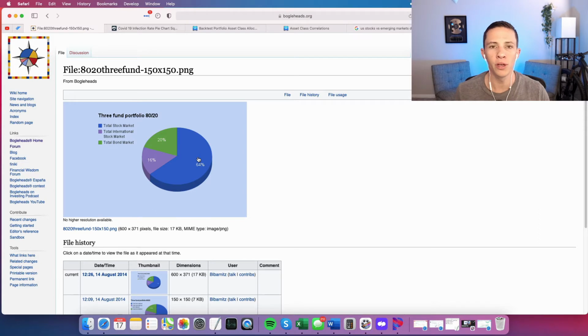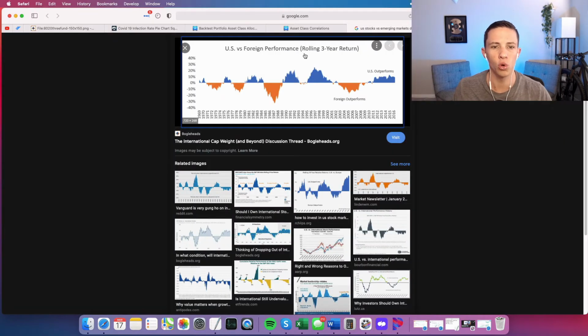Okay. The other thing we need to consider here, and I think a lot of investors really overlook this part, is that at different periods in time, international stocks have outperformed US stocks by quite a bit. So I found this chart right here, which shows the rolling 3-year performance of US stocks versus foreign. And we can see at different time periods, US stocks outperform, foreign stocks outperform, US stocks outperform, foreign stocks outperform.